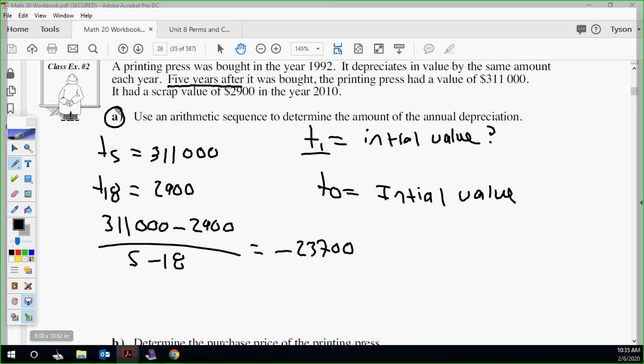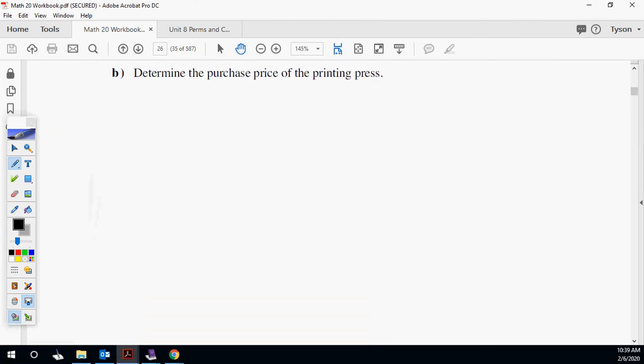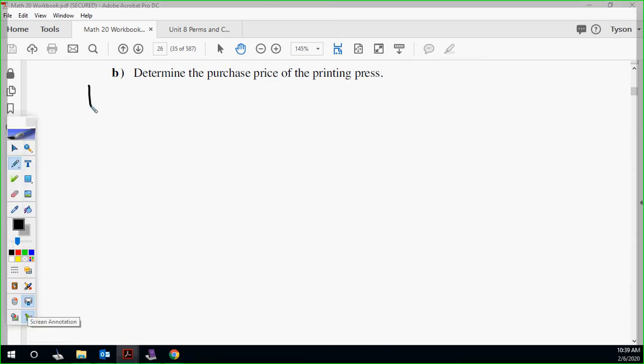All right. So if that's the case, we're going to figure out what T1 is, because we kind of know the formula for that. We want to figure out what T1 is, and once we get T1, we're going to add 23,700 to get the initial price. We just talked about that, right? So we're going to find T1, because that's technically our A. And how can we do that? Think about that for a second.